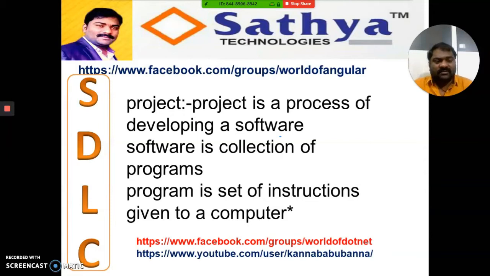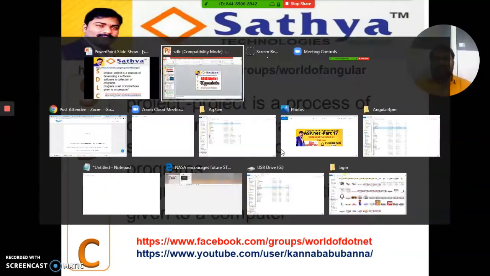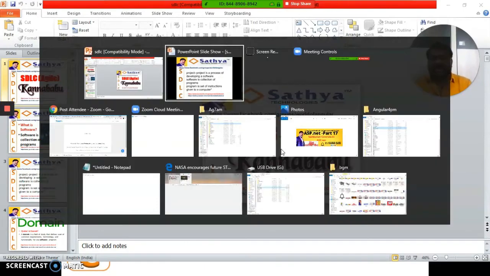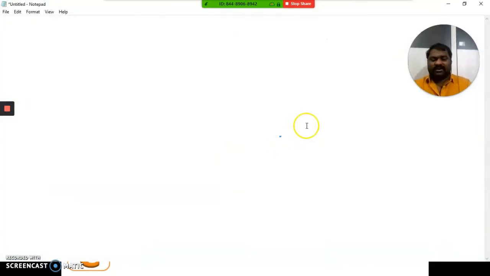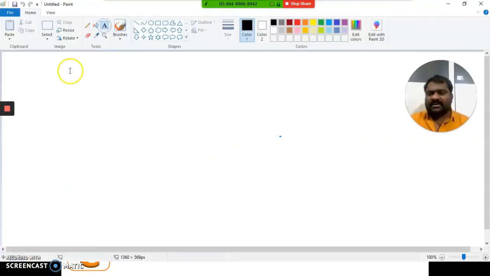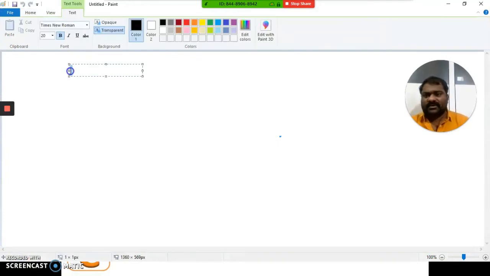Different types of models are the waterfall model, V model, and Agile model. The waterfall model is a sequential model where the application development is done in a sequence. Generally, whenever we develop any application, we need to follow some life cycle and some steps. Step number one is requirement gathering.